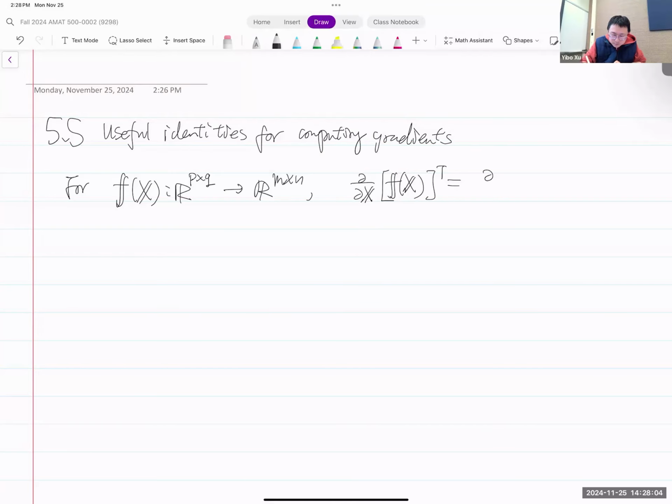So this equals del F del X, whole thing taking the derivative. Here, very important, this transpose is on the first two dimensions.